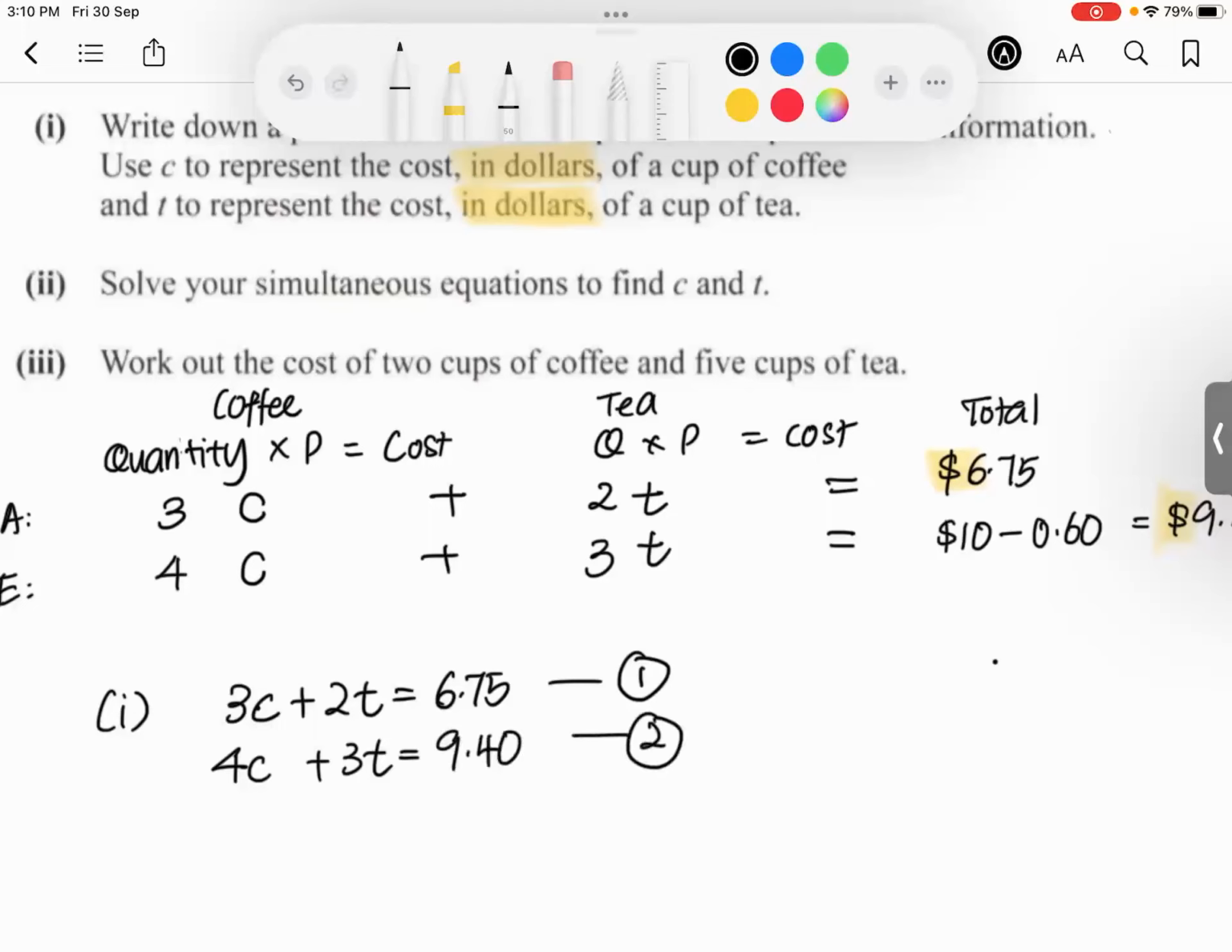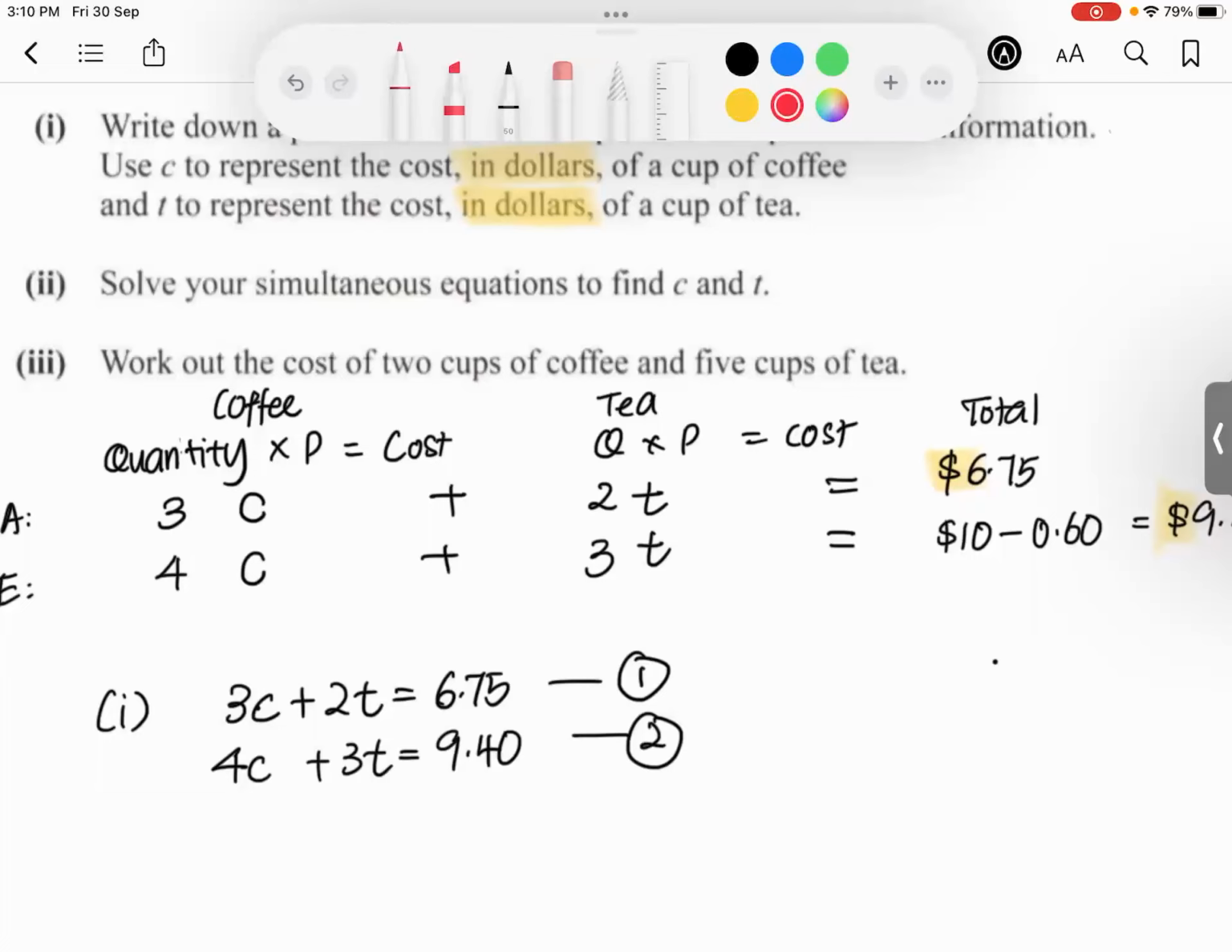Equation number 2. Then we need to solve simultaneous equation. How do we solve simultaneous equation? Some of you do changing subject. Okay, some of you do elimination. I strongly advise for equation that look like that, there is no X or Y on its own. Okay, please try to do elimination.